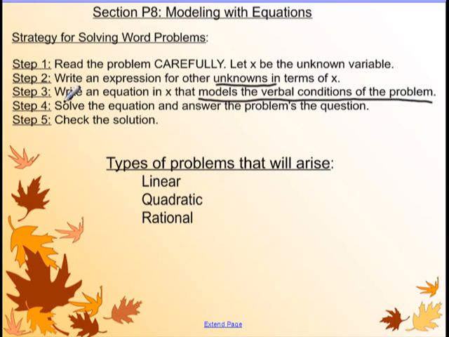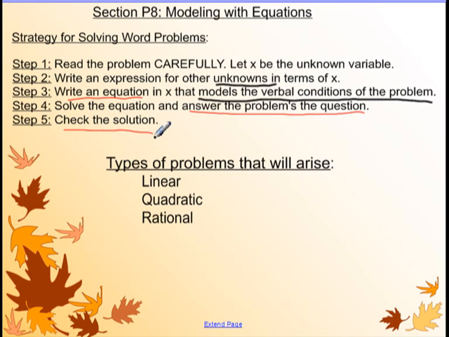Once you've written the equation, you solve it to try to answer the question. And again, it's important that you answer the question. Finding X isn't always answering the question, so you need to go back and answer it. And then, of course, check that your answer actually makes sense.